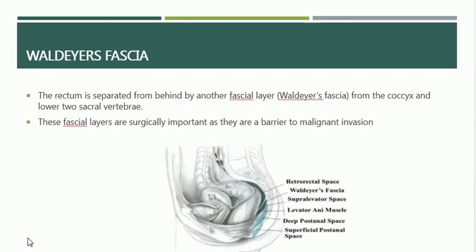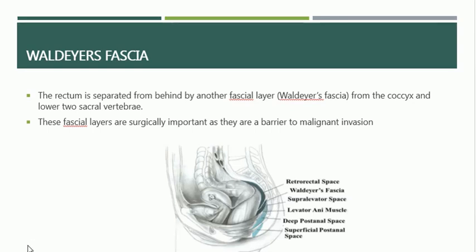Now, what is Waldeyer's fascia? The rectum is separated from behind by another fascial layer, which is Waldeyer's fascia, a very strong layer. It separates the rectum from the coccyx and the lower two sacral vertebrae. Here you can see this layer, Waldeyer's fascia, which separates the rectum from behind from the coccyx and the lower two sacral vertebrae.